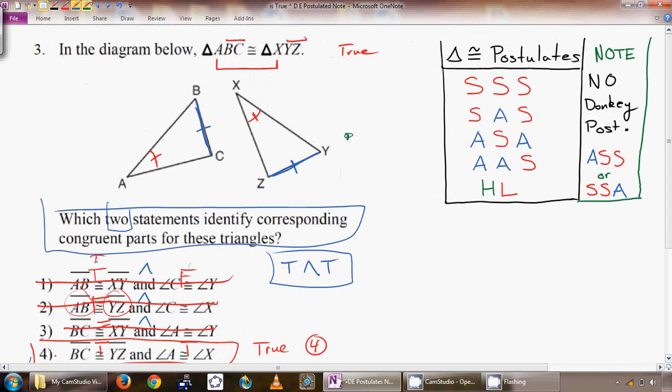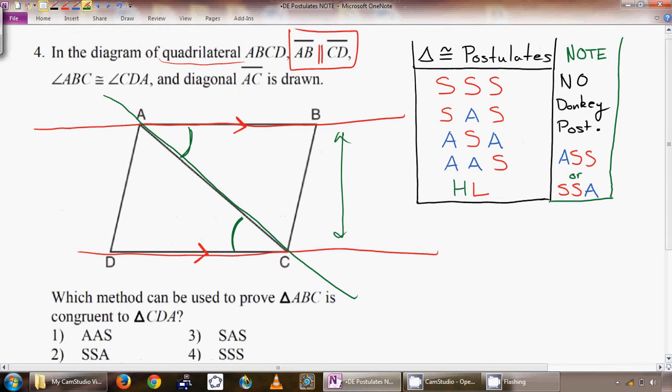So right off the bat, because I have these parallel lines cut by this green transversal, I know these angles here are congruent. And then I'm going to look at another fact. It says angle ABC, this angle here, is congruent to angle CDA, this angle here.